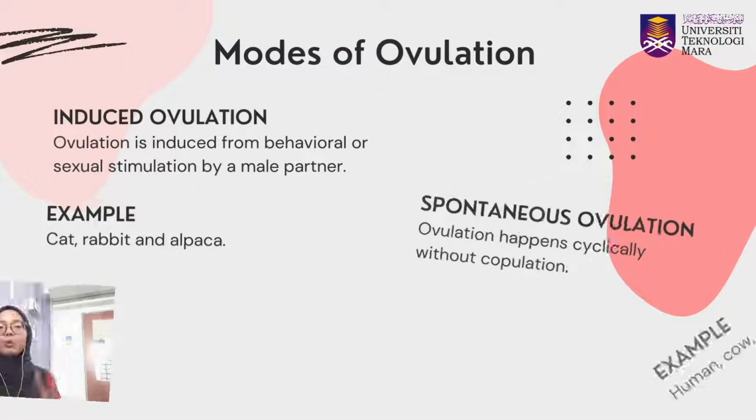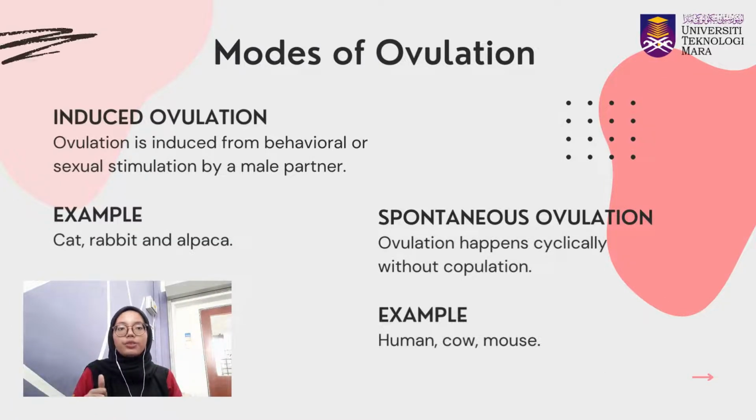In mammalian, there are two modes of ovulation, which are induced and spontaneous ovulation. In induced ovulation, the ovulation is stimulated by a physical or a sexual behavior by a male partner. Meanwhile, in spontaneous ovulation, the ovulation occurs cyclically regardless of any stimulation by a male partner. Examples of induced ovulators are cats, rabbits, and alpaca. Meanwhile, examples of spontaneous ovulators are humans, cows, and mice.